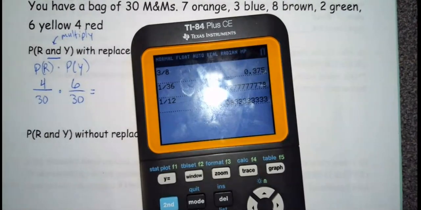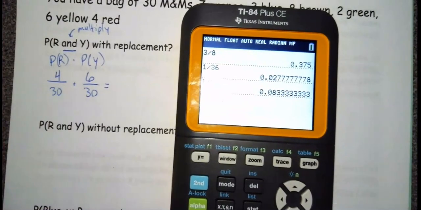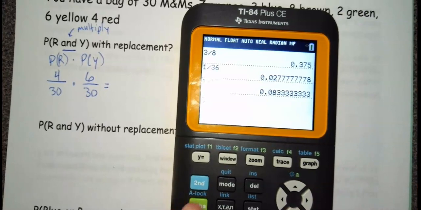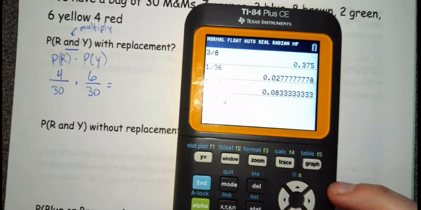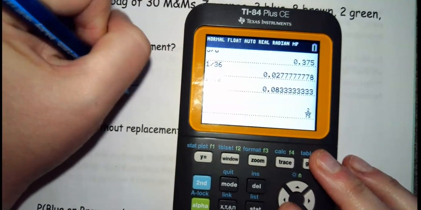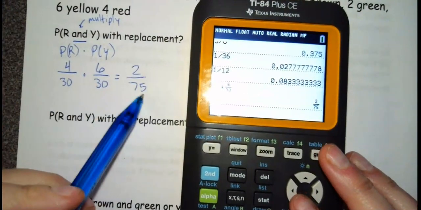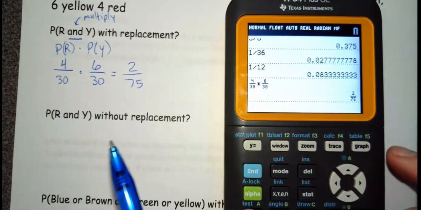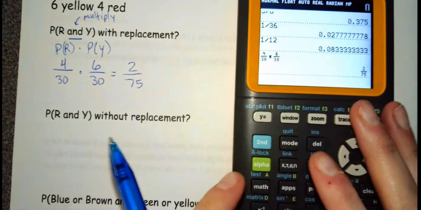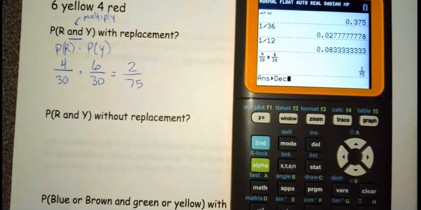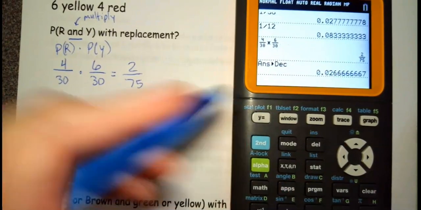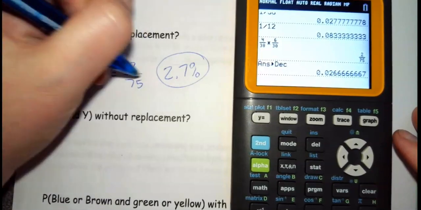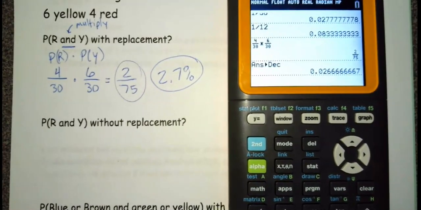What's the probability of both of those things occurring? You'd have to multiply to get that. So 4 over 30 times 6 over 30. 2 over 75 is what you should get. And then to turn that into a decimal, you click Math 2, and you get about a 2.7% chance of that happening.